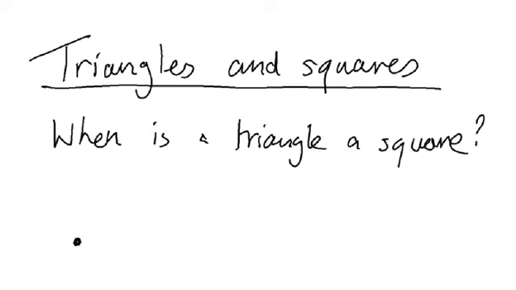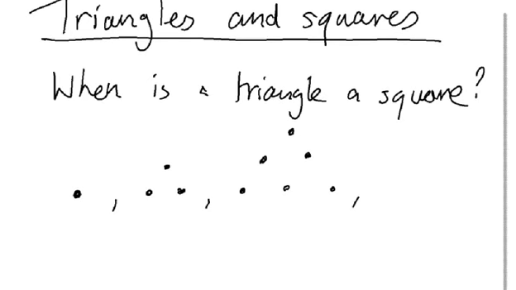Let's look at that. One, one, two, three. One, two, three, four, five, six. So what have we got here? We've got triangular numbers. Triangular numbers have an interesting property.